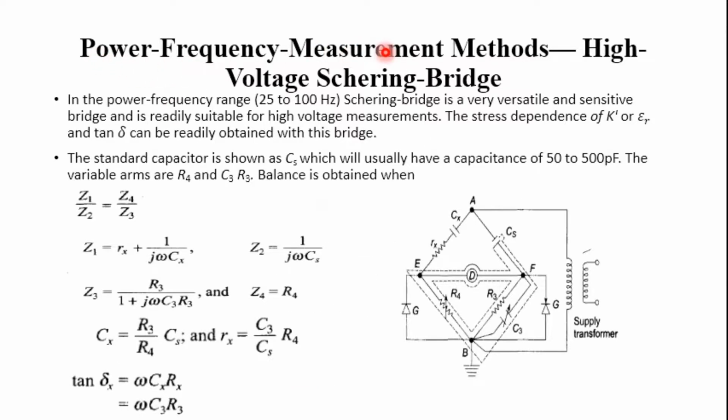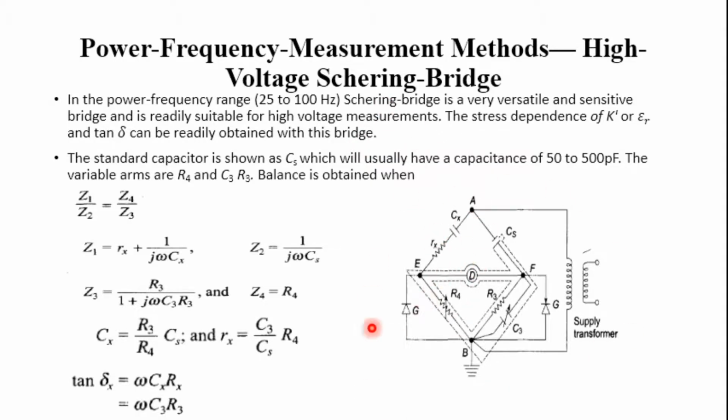Power frequency measurement methods. In that, the high voltage Schering bridge. In a power frequency range like 25 to 100 hertz, the high voltage Schering bridge is very versatile, and it is usually used for high voltage measurement. The stress mainly depends upon k dash or epsilon relative permittivity, and loss angle tan delta can be easily obtained with the help of these bridges.